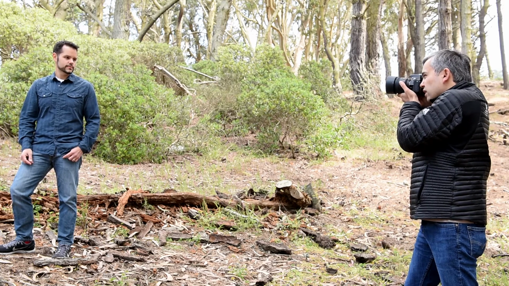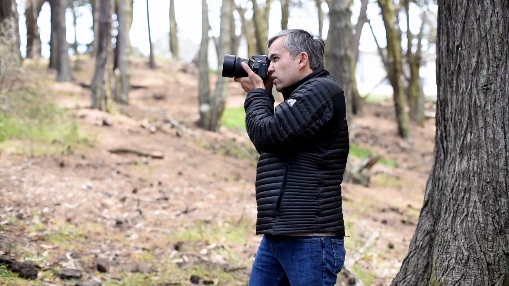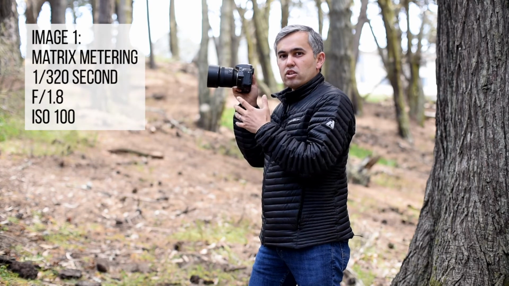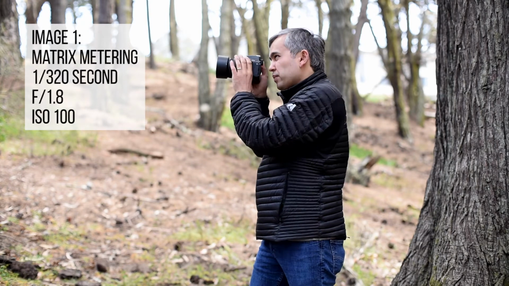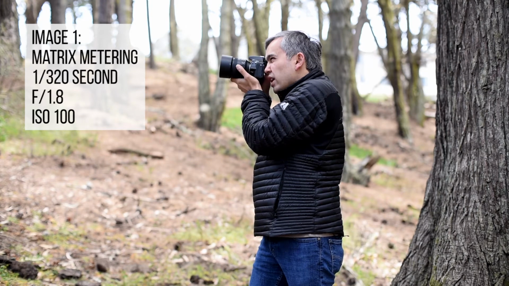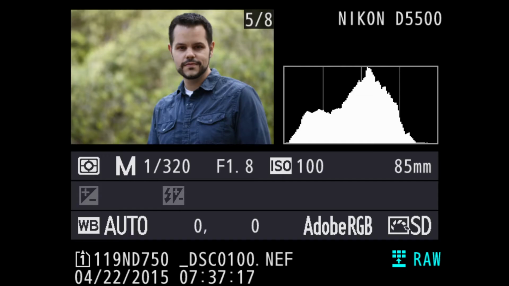So for this shot, my camera is saying in matrix metering that 1/320th of a second is good. I'm shooting at 1.8. So let's go ahead and take that first shot. All right, so looking at the histogram, this is a good example of what I call a good histogram. And if you look at it, you can see, well, the image itself, first of all, looks really good. The back is not blown out. We're preserving all the details. Everything is looking good as far as the image is concerned.